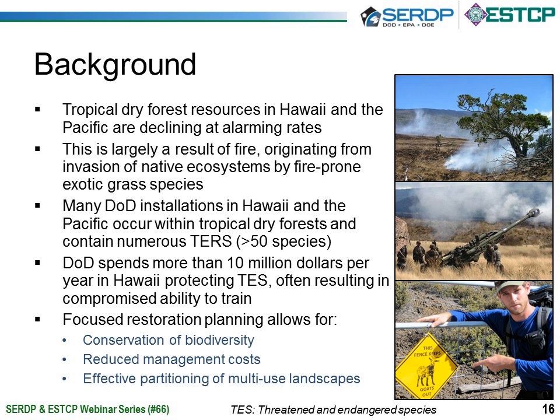If you look at Department of Defense budgets, they spend more than $10 million a year protecting these threatened and endangered species, often resulting in compromised ability to train. So focused restoration planning will allow more efficient conservation of biodiversity, reduced management costs, and effective partitioning of multi-use landscapes. In Hawaii, the land base is very compressed, so many of the landscapes have multiple uses. And in the case of Department of Defense lands, where I've been working, there's also recreation in the form of hunting that's occurring on these landscapes.